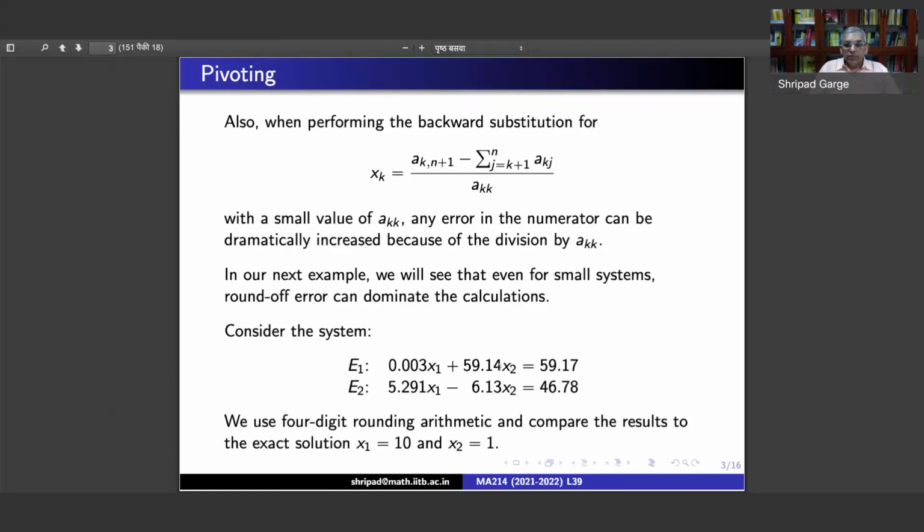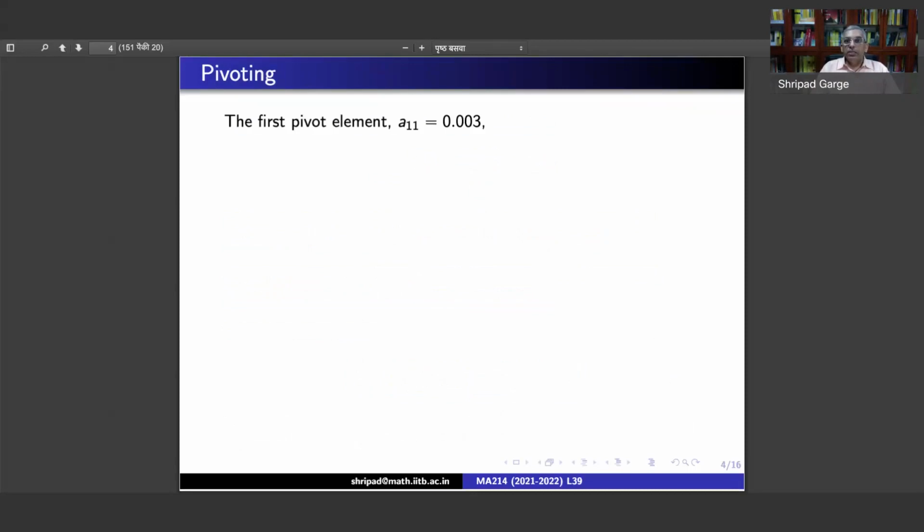So for instance, here if you put x2 equal to 1, it is just 59.14 and you multiply this by 10. So instead of 0.003, you will have 0.03, which when added to 59.14 gives you 59.17. Similarly, this is 6.13 and here you will have 52.91 and the subtraction is indeed 46.78. Okay, so we will see what happens when we apply the Gauss elimination method as it is.